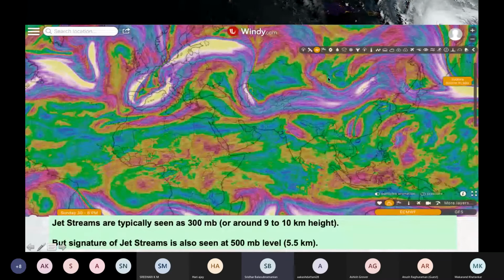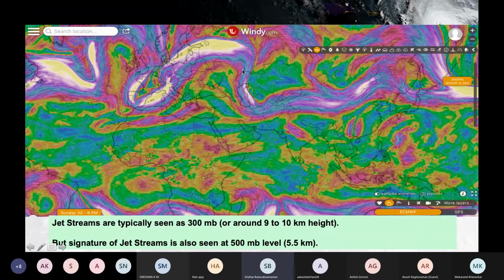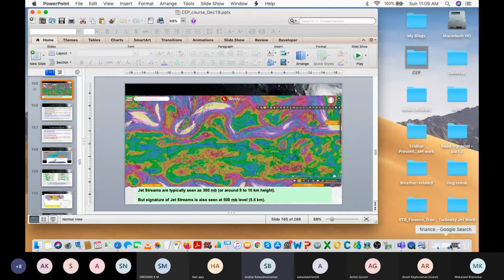So for India, this is the typical subtropical jet stream pattern. This is at the 300 millibar level, and you can see that this jet stream has moved much above India, right? So this is typical during summer. During winter, which is right now, I don't have the picture, but if you go to windy.com and go to the 300 millibar level, you will see that this jet stream is now here. Okay, I will show it to you. Just give me one second.